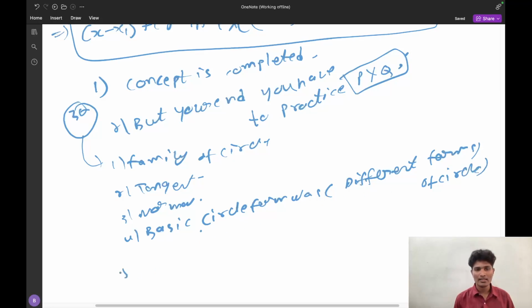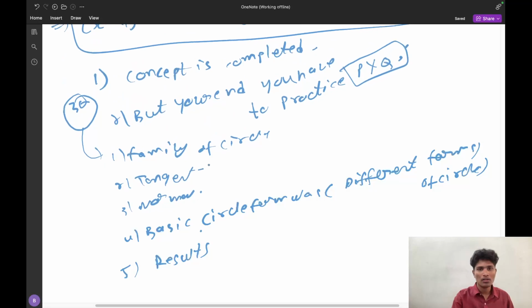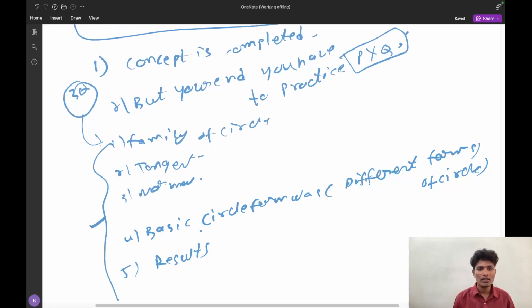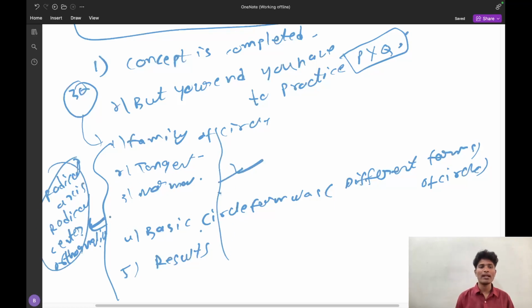And the next thing is different forms of circles, and next, results, important results. If we complete all this one, you can try radical axis, radical center, these concepts, and orthogonality also. These things you can complete after the completion of these things. So first complete this one, and later you can complete this one.